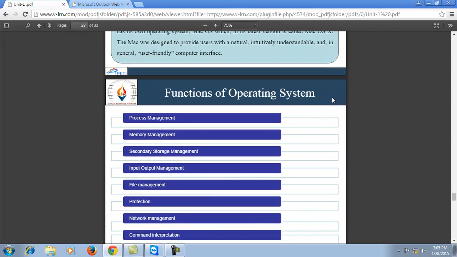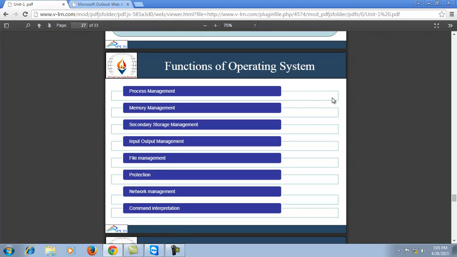These are the functions of the operating system. First, process management. A number of processes are executing in a single system simultaneously, and all the processes need to be managed. Like we are writing a CD, we are copying some content from the system to a pen drive, and we are doing some programming task or executing a program, and many other programs may be there. All are managed by the operating system.